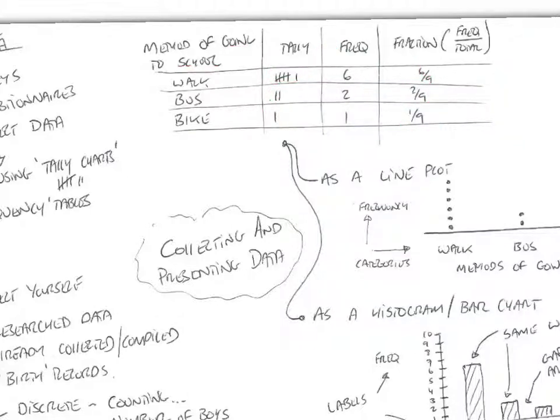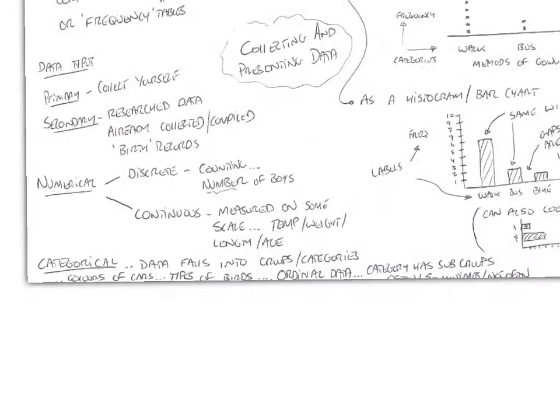In a moment, we'll see how we can also represent this data in other ways, either using a line plot or a bar chart, but we'll come to that in a while. So we'll just briefly talk about the data types. Okay, so there's 2 types of data initially.